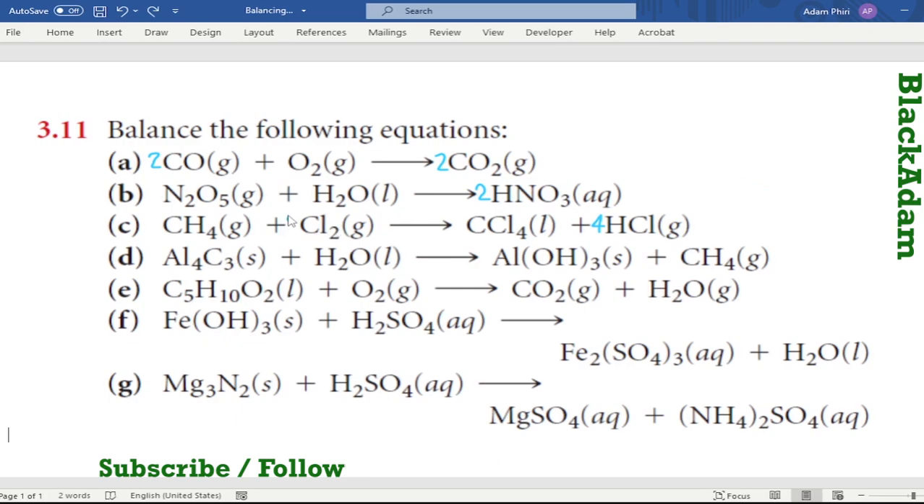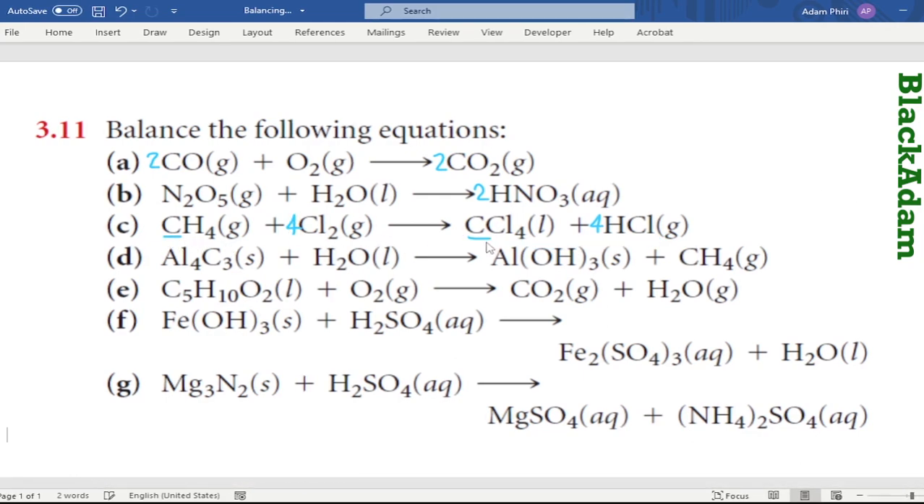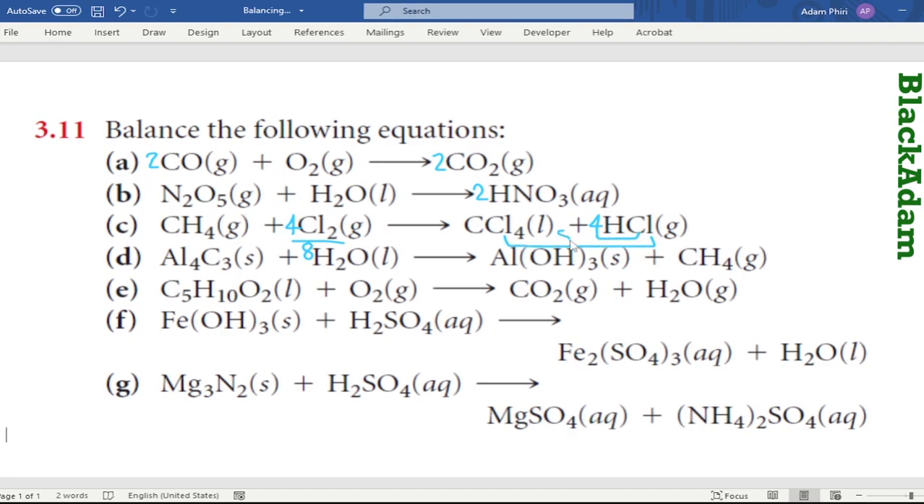And then we put 2 there making it 4, but we have 4 plus 4 making it 8, so the 2 won't work. Then that means that we'll have to cancel the 2 and put 4. Then we check carbon 1 balance, hydrogen 4 balance, and chlorine 4 times 2 is 8, and then 4 plus 4, that's 8. So that is balanced.